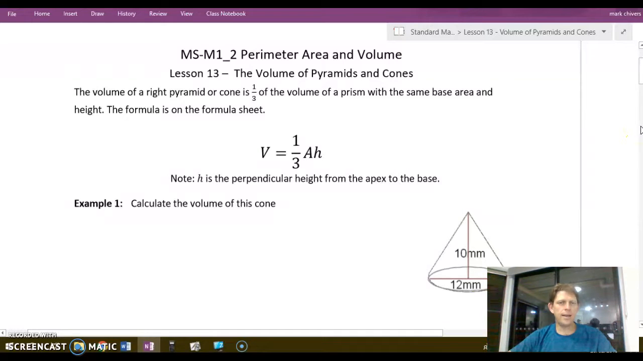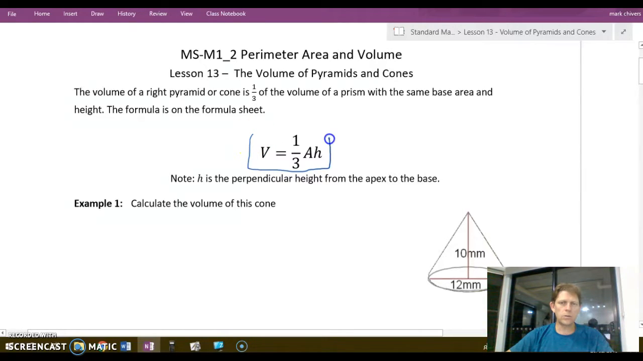Okay, guys, the next lesson is on the volume of pyramids and cones. So here, once again, we've just got a formula we've got to use. I believe this one is on your formula sheet, and it's very similar to the formula for a prism. Obviously, the formula for a prism is the volume equals the area of the base times by the height.